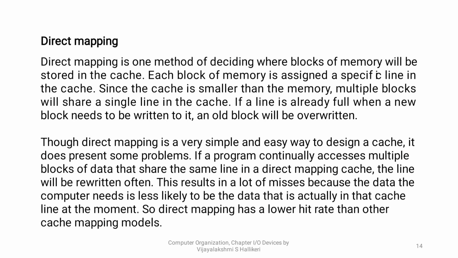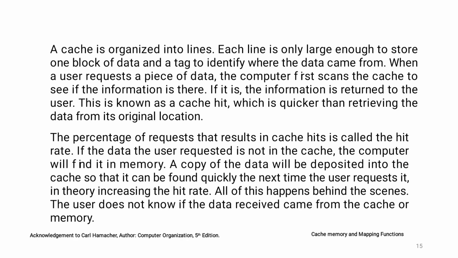In short, we already came to know a cache is organized into lines. Each line is only large enough to store one block of data from main memory, and the tag to identify where the data came from. So whenever a block of data from main memory is copied to a line in cache, tag bits are also stored in the cache to indicate where it was copied from.